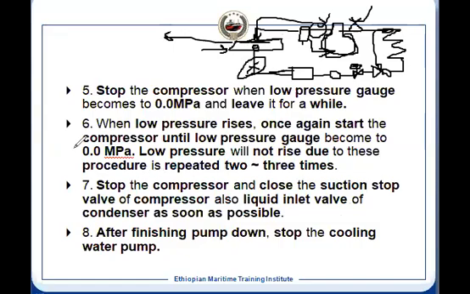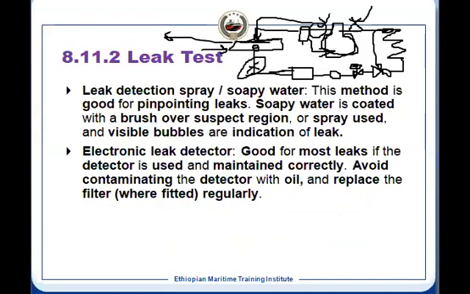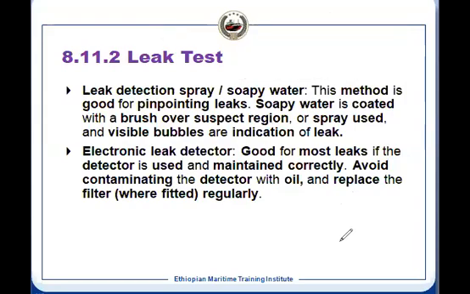Okay. So the next is the leak detection. The leak detection is the easiest way. What we do on board the ship, we use soap water. We put some soap and we stir it. It will form a soap water, and then with a dog leg brush, we can put it on the suspected areas where we can suspect a leakage.